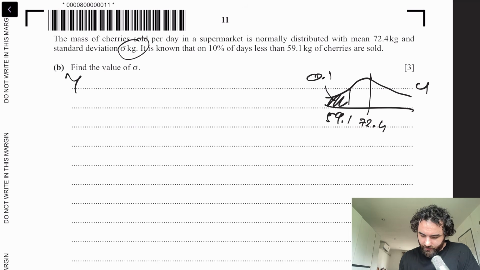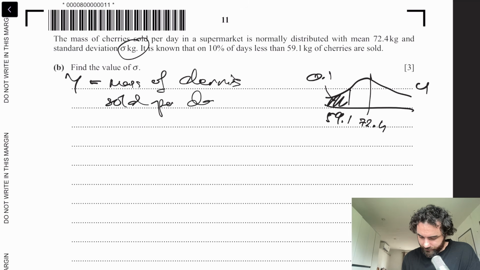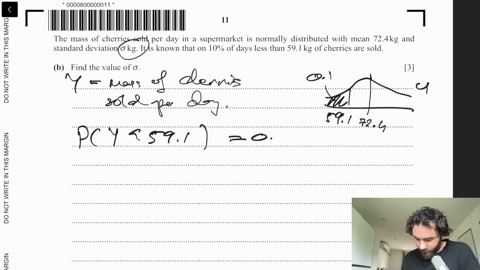So our Y is the mass of cherries sold per day. Okay, find the standard deviation. Okay, let's think about this. So we know that the probability that Y is less than 59.1 is equal to 0.1. So what's the corresponding Z value for that?